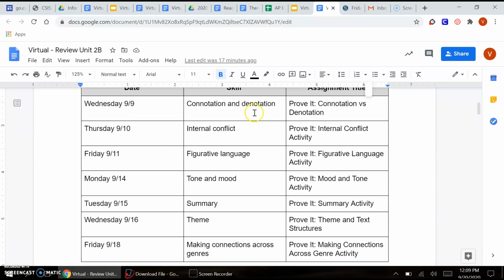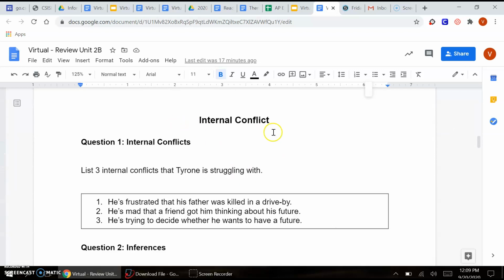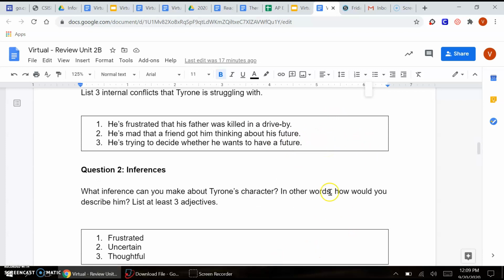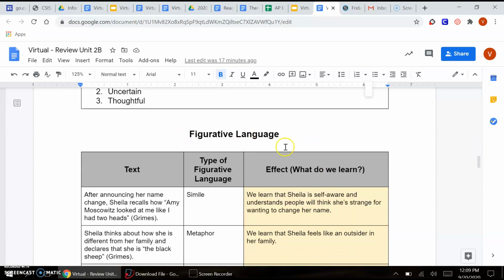And then after you look at connotation and denotation, you'd go to the Thursday, September 10th folder. You look at the Prove It internal conflict activity, look at what you submitted, and then scroll down, and you'll see the section here is titled Internal Conflict. And I've included answers that you can use to check against yours. And again, knowing that there will be some slight differences. And then you can keep scrolling. You'll see each of the different sections.